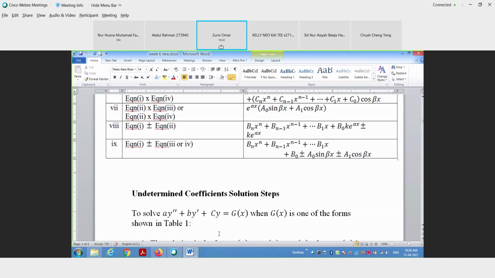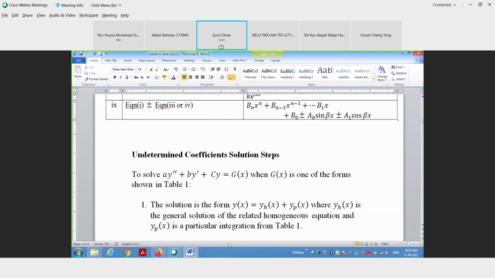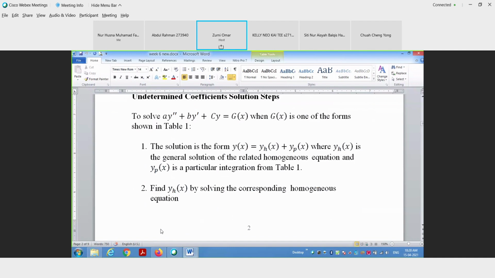How do we solve a non-homogeneous linear second order equation with constant coefficients? There are several steps. The first step, you know that the solution y is a combination of yh and yp, where yh is the solution corresponding to the homogeneous equation, and yp you can get from the particular integration from the table shown just now.